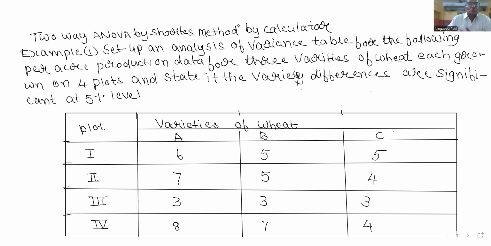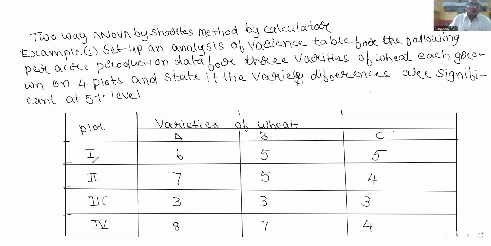Today, I am going to do the two-way problems by the shortcut method, by calculator only. Now, example 1. Set up an analysis of variance table for the following per acre production data for the three varieties of wheat, each grown on 4 plots. State whether the variety differences are significant at 5% level.